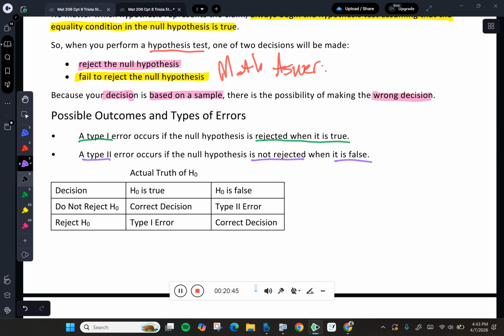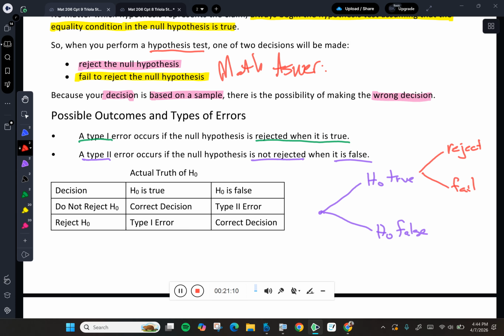Right? So if you think about this in terms of a tree diagram, the null could be true. The null could be false. That's reality. Then we run a test. Well, we could reject, or we could fail to reject. And down here on the other branches, we could reject, or we could fail to reject. Now, both of those branches are just the only two possible answers we can ever get.